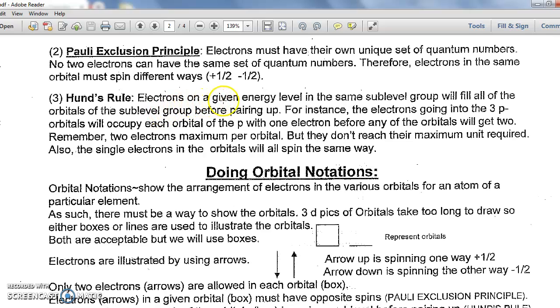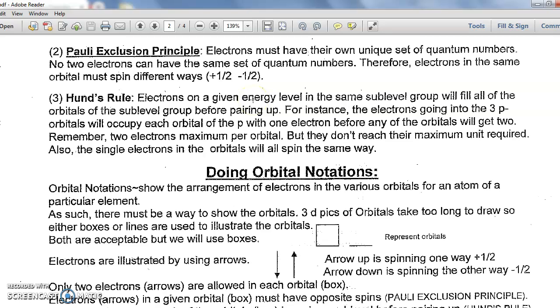It just says that when we have a sublevel that has multiple orbitals, such as the p, the d, and the f, the p is made up of 3 orbitals, the d is made up of 5 orbitals, the f is made up of 7 orbitals. What it says is this: each orbital will have 1 electron in it before we begin pairing electrons up.